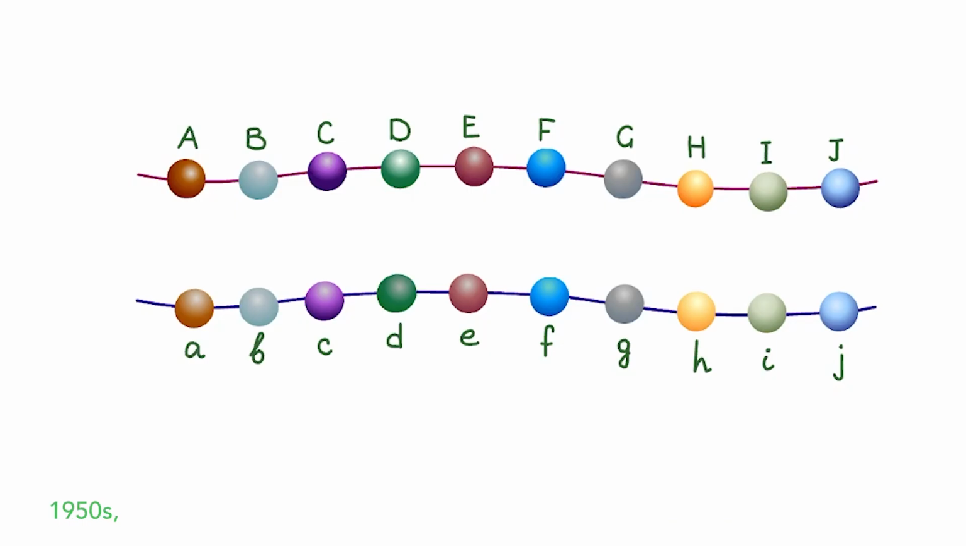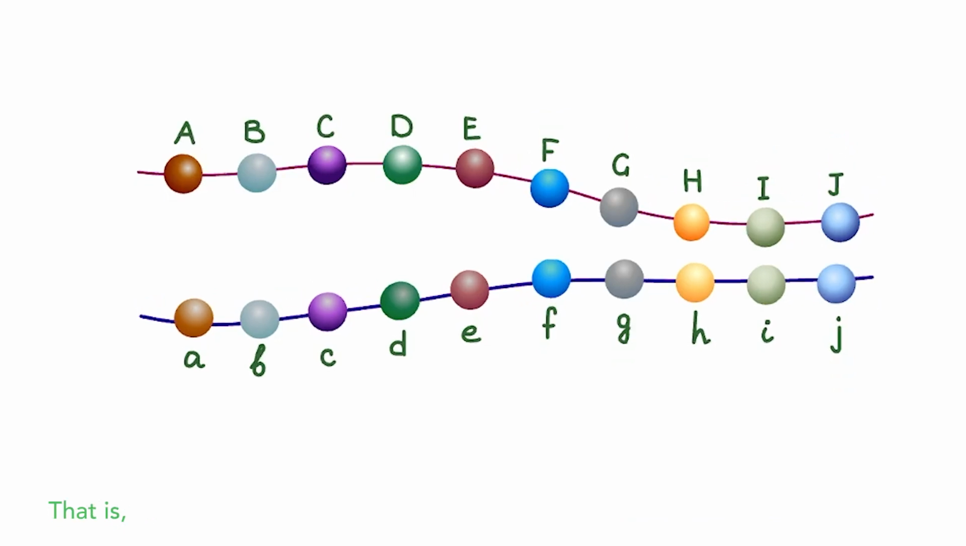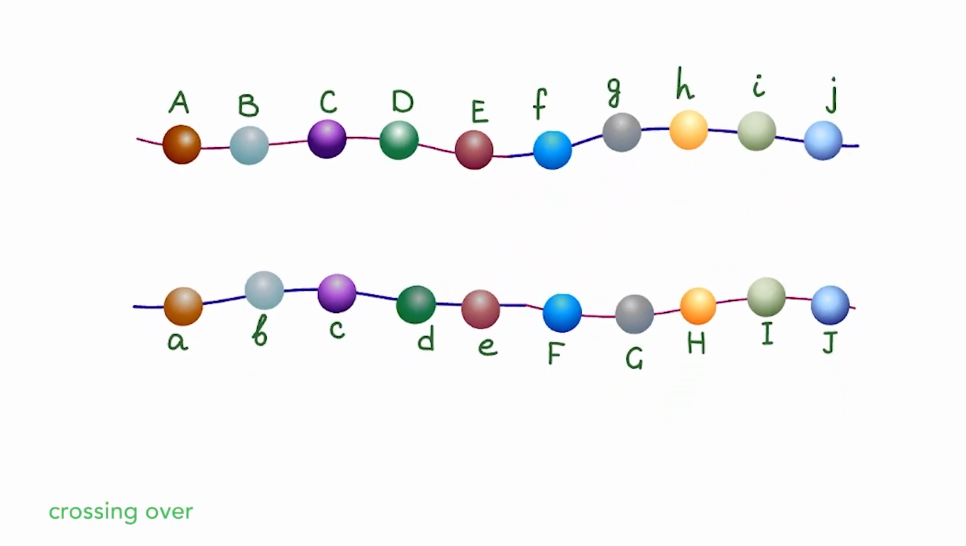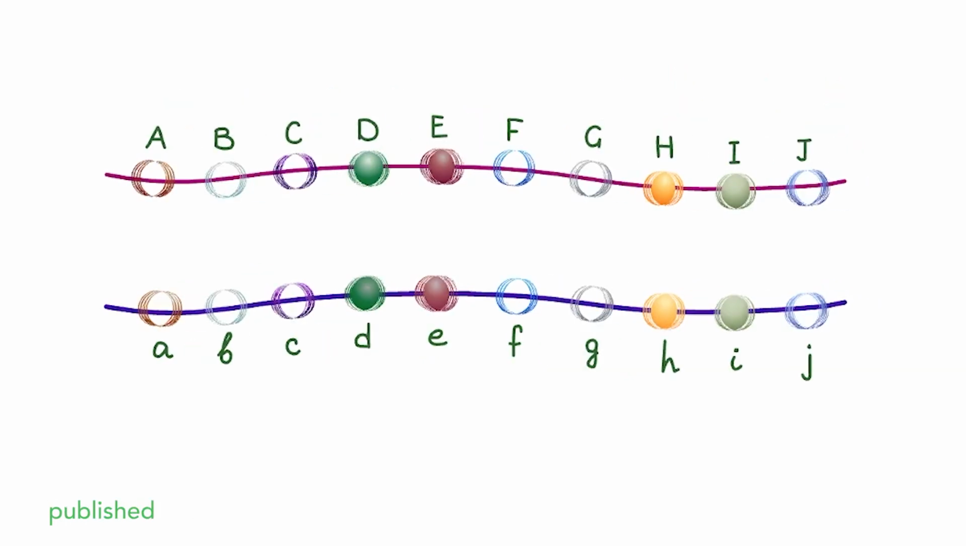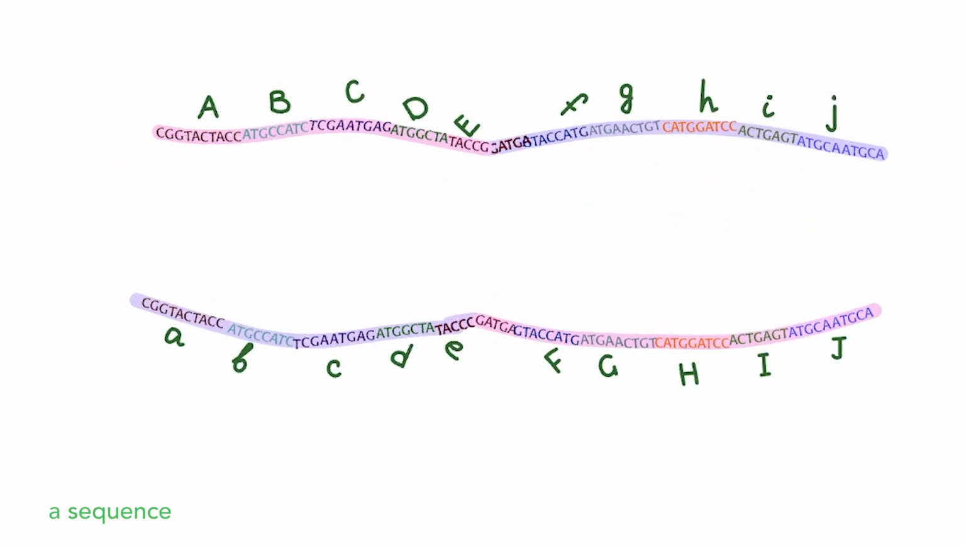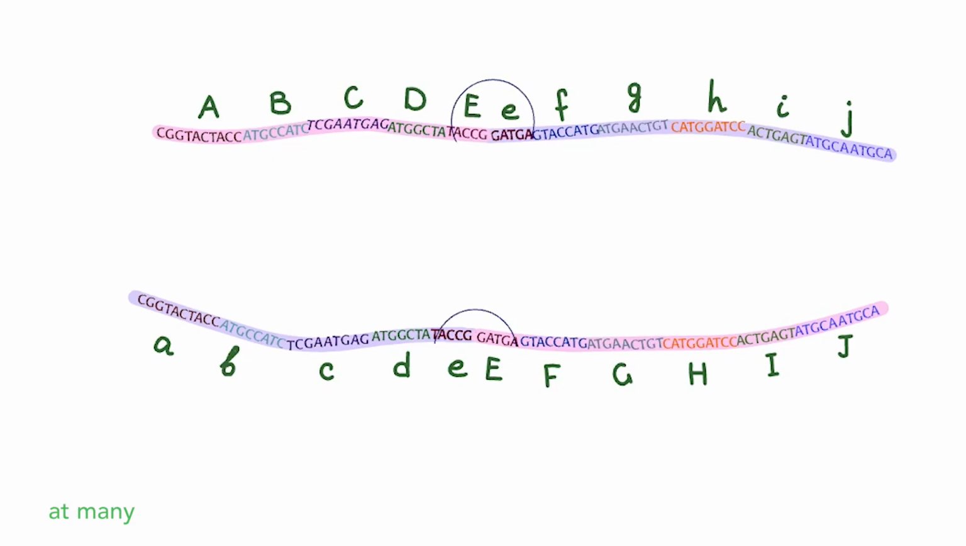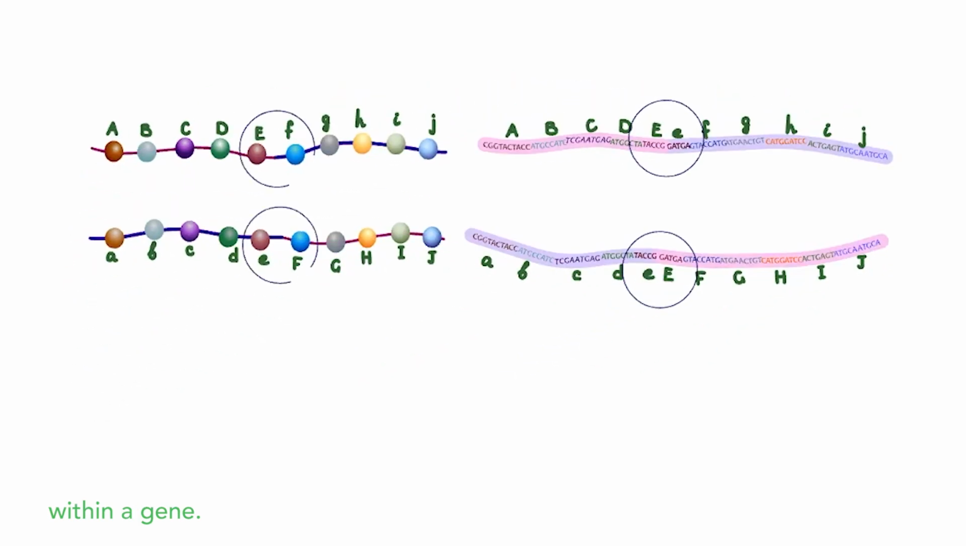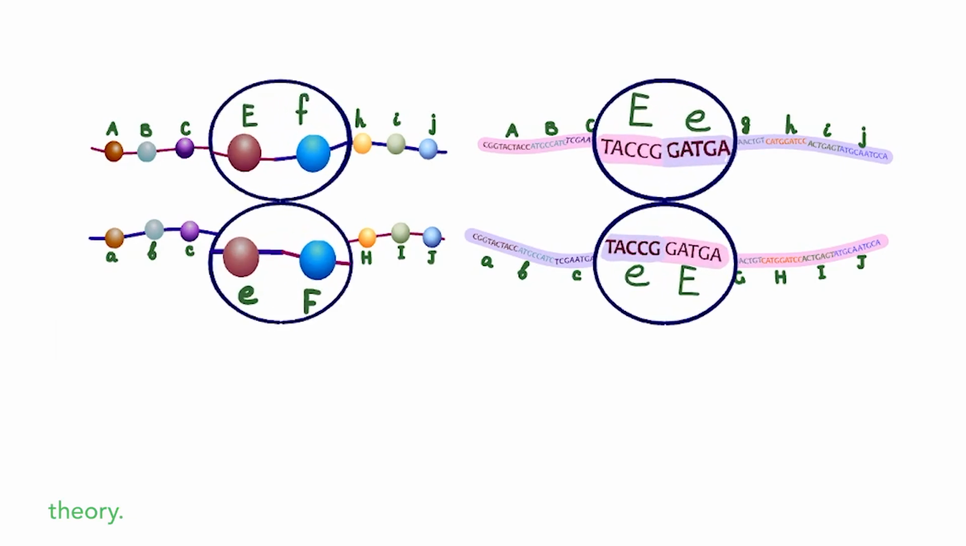Until the 1950s, most people thought genes resembled beads in a string. That is, genes were indivisible, and crossing over could only occur between the genes. After Watson and Crick published their DNA model, Seymour Benzer realized that if a gene were a sequence of bases, it could be divisible at many different locations, and crossing over could occur within a gene. In the bead theory, crossing over occurs between gene E and F, whereas actually crossing over occurs within gene E too.